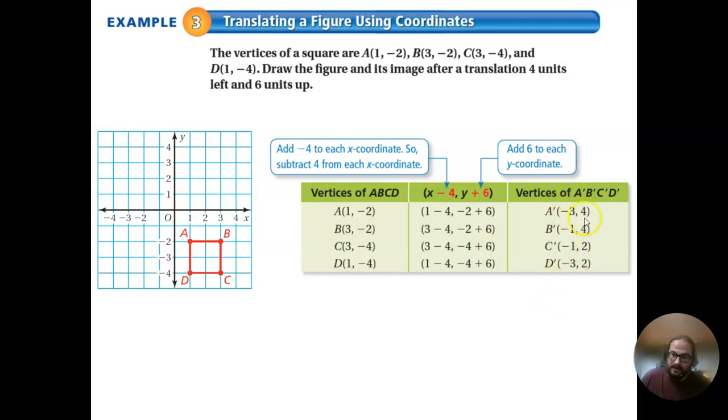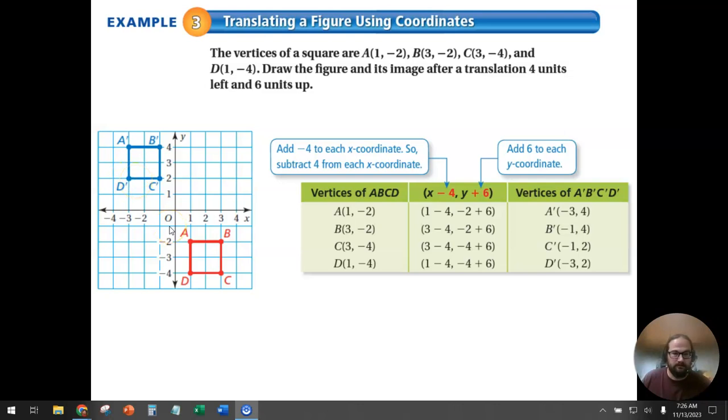Now we have the coordinates, so we can just graph them. A prime is (-3, 4). That means 3 units to the left and 4 units up. So this is where A prime should be. And then you can see that it works for the others as well. B prime is (-1, 4). Left 1, up 1, 2, 3, 4. And you can see that that works out for all of them. All right.